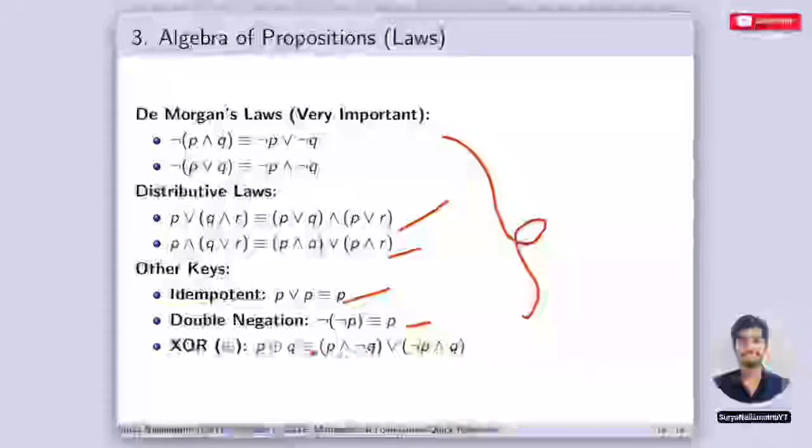For the XOR relation, the formula is P and negation Q, or negation P and Q.